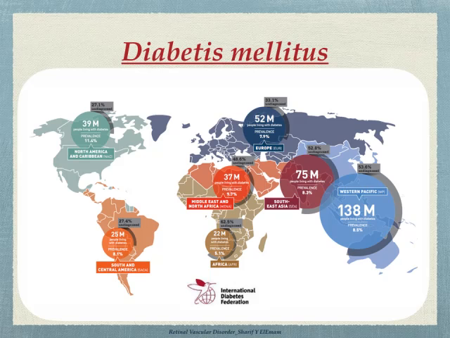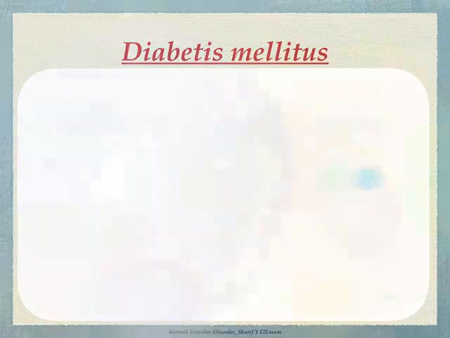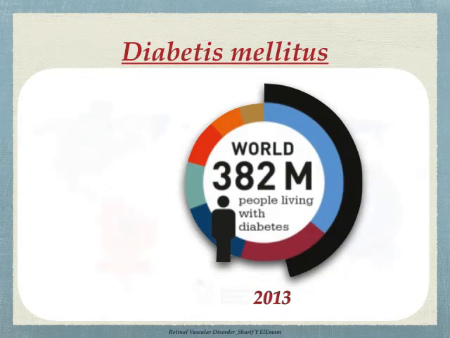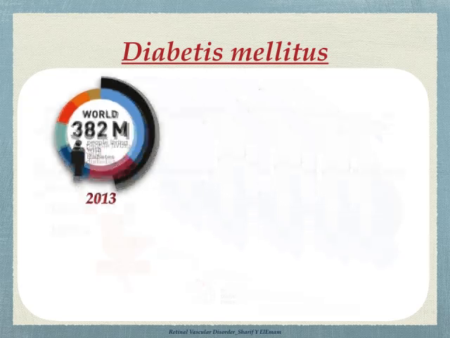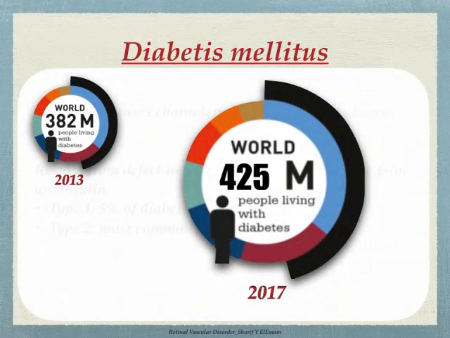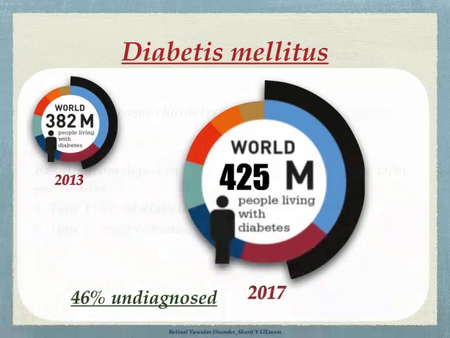Diabetes, as you can see from this graph, has very high incidence in both the Middle East and North Africa region, which is called the MENA region, and also in South Asia, including Malaysia. The world's incidence of diabetic patients was about 382 million people in 2013. However, this has increased to about 425 million people in 2017. The problem is 46% of those are actually undiagnosed.